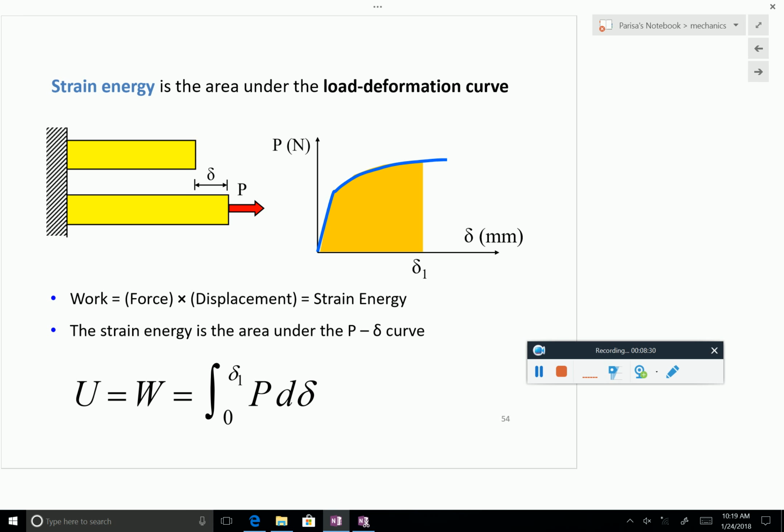So you apply a force, it causes deformation. The energy that you apply, the work, will be stored inside the material. And this is called the strain energy. And it's nothing else but the area under the force displacement curve. So if you look at this formula, this should be the sentence to memorize with. An integral is nothing else but an area.